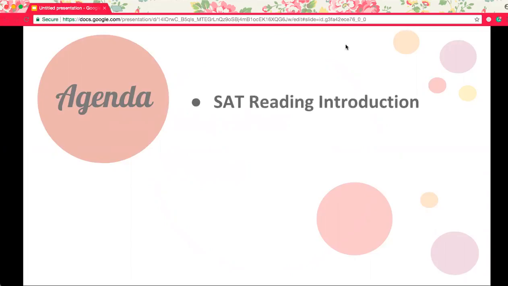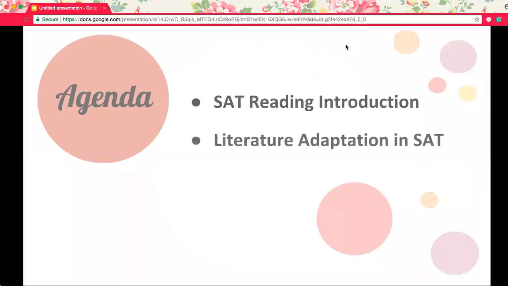I'm going to do a very brief introduction on the SAT reading test. And then we're going to go deeper. We're going to take a look at the literature adaptation in SAT. We're going to talk about when you get a passage on literature adaptation in SAT, how you are going to read it efficiently, and how to gain the highest score in the minimal time. And then we're going to use Pride and Prejudice as material for you to practice what we learned today in our workshop.